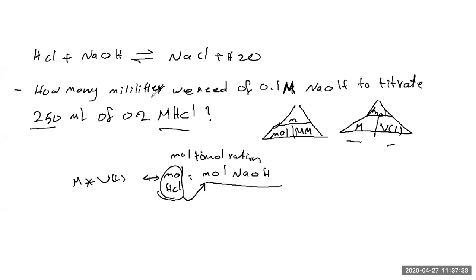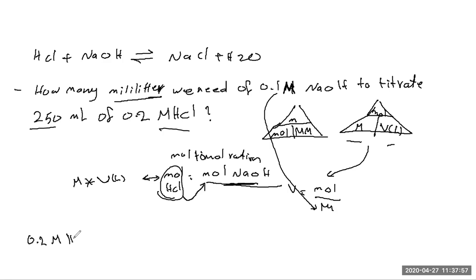Here they are asking for volume, milliliter. So here, volume equals mole, which you will get here, divided by molarity, which you already have here. Okay, let's do it here. Molarity of HCl is 0.2 molar HCl times volume HCl in liter, which will be 0.25 liter.